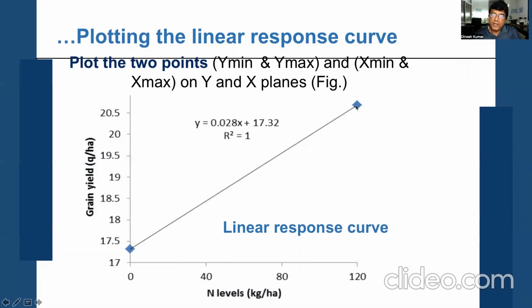Whenever you have best fit, higher values of R square are observed. Here it is 1. That means it is the best fit. No other fit can be better than this. I will explain it to you later. Just wait for the time.